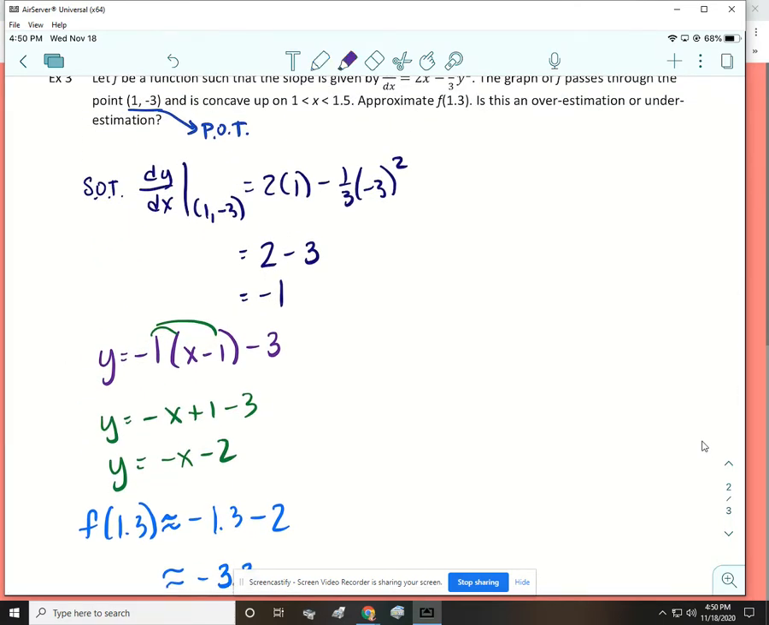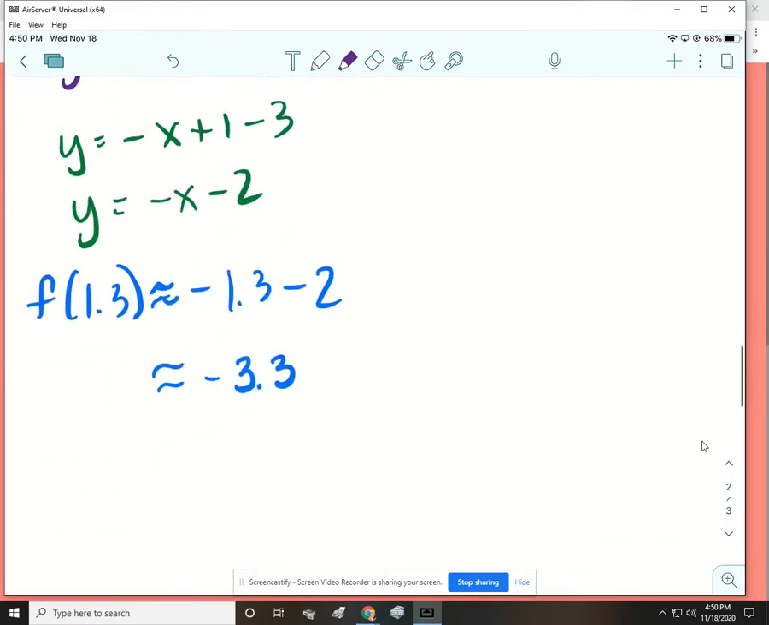It told us in the problem that f is concave up on the interval that contains the point (1, -3). Concave up is going to make this value an underestimation because the tangent line is going to fall below the actual graph of f.